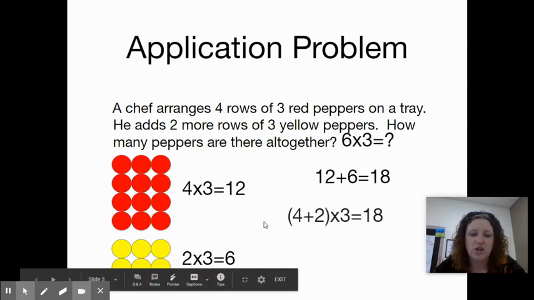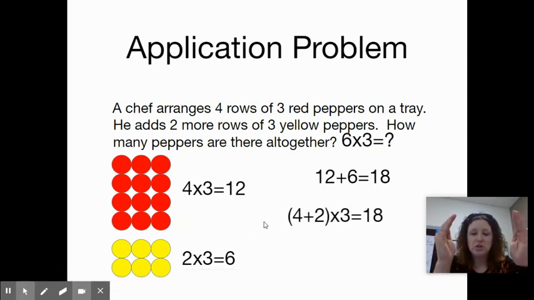So let's look at that equation. That would be 4 plus 2. Those parentheses show that that's where we took the 6 and we broke it apart into 4 plus 2, and then we multiplied by 3. So my distributive property equation would be 4 plus 2 in parentheses times 3 equals 18. So way to go. I didn't learn this until I was in middle school or maybe high school, so you guys are way ahead of the curve.